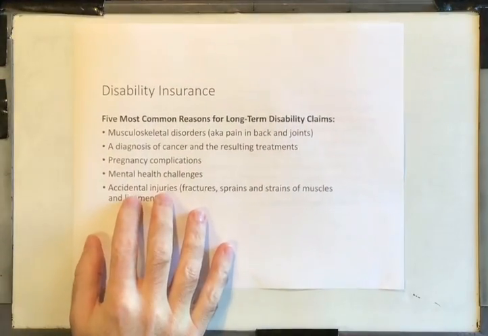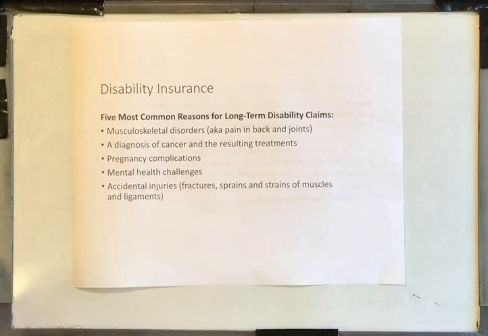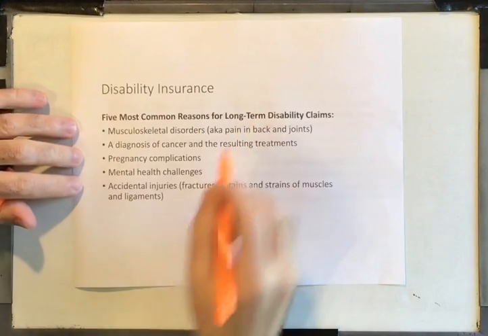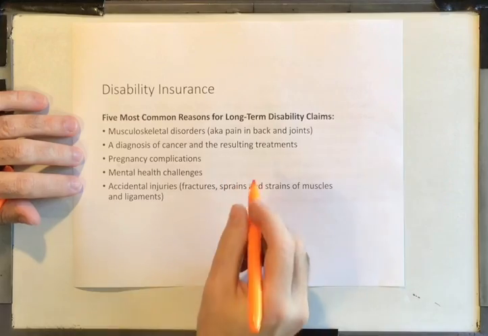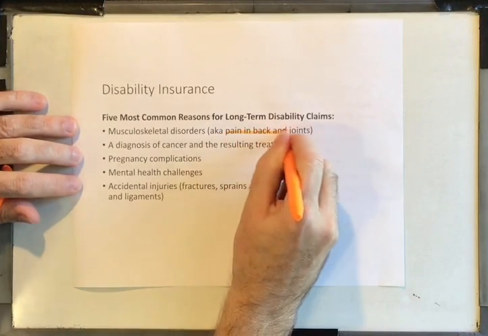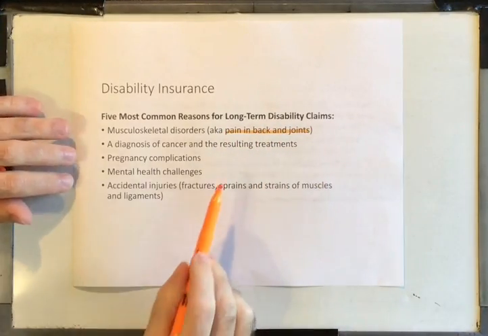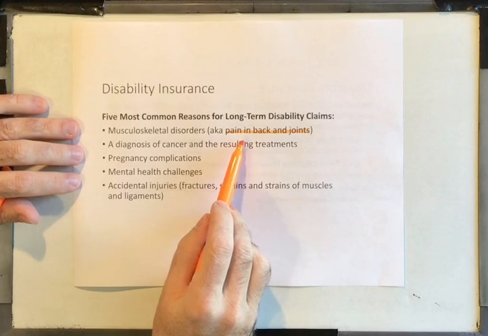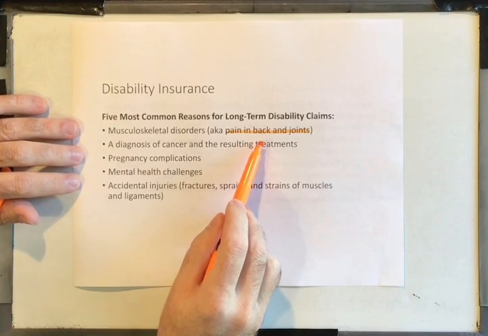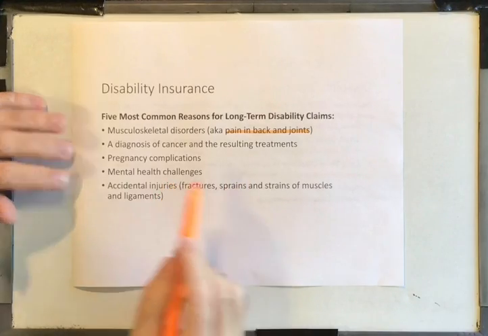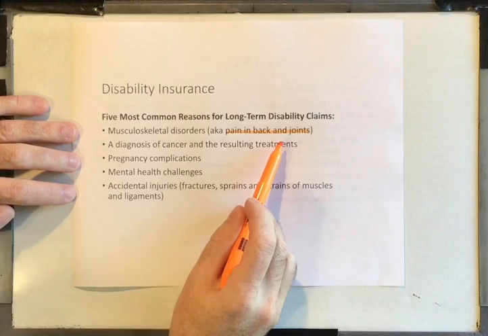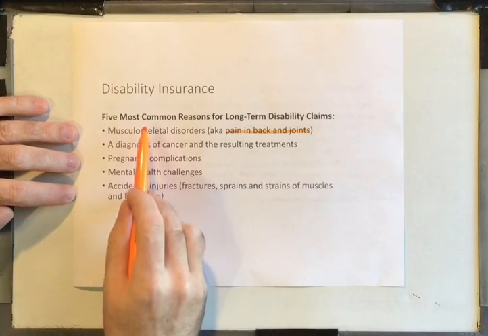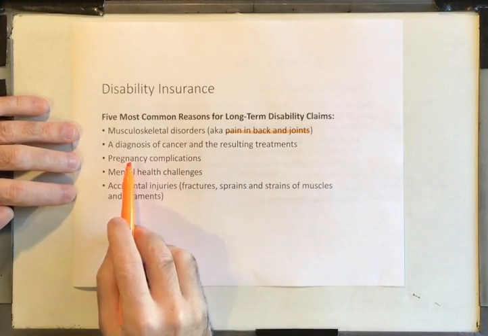So the 5 most common reasons for long-term disability claims: musculoskeletal disorders, so that's pain in the back and joints. So let's say you have a very physical job and you get down in your back, down in your knees, and you just can't lift things anymore. You can't walk very well anymore. So that's a common reason.